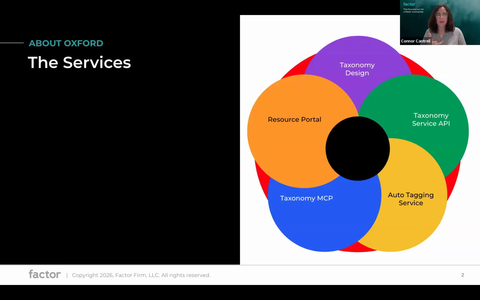One of our final main core services is the taxonomy MCP, which provides tools and resources so that internal agents can traverse the taxonomy effectively. And then finally, we have a resource portal where our partner teams can self-serve for access to these services and documentation and all that great stuff.